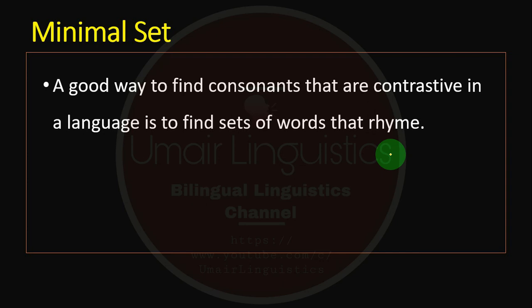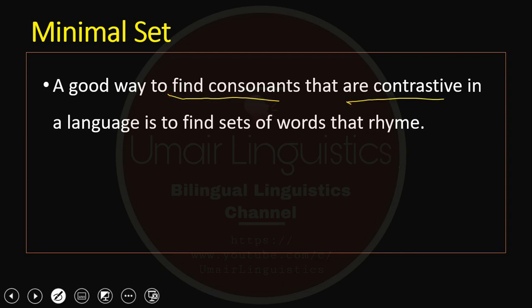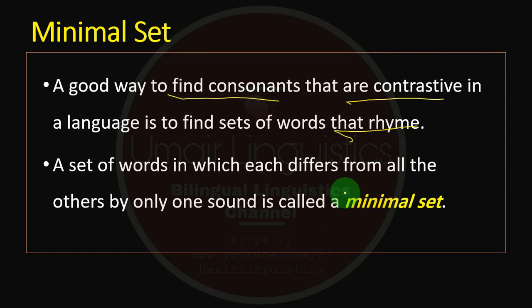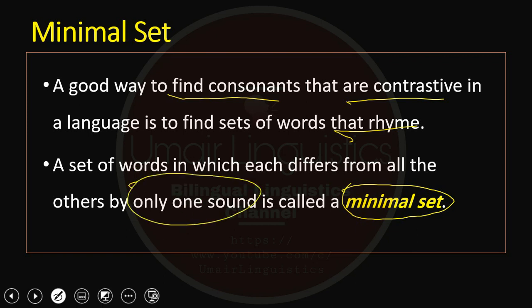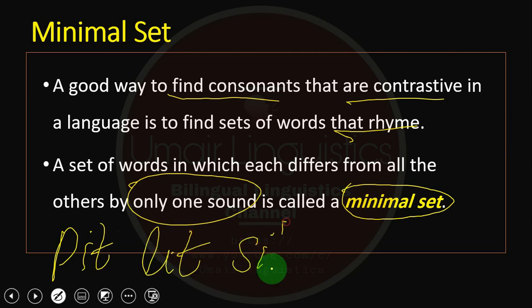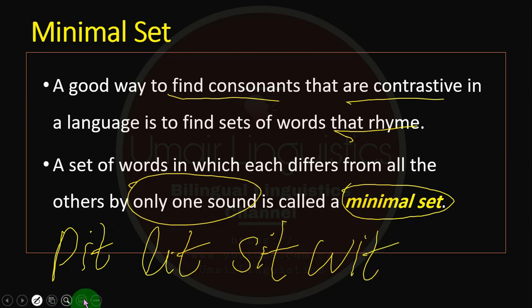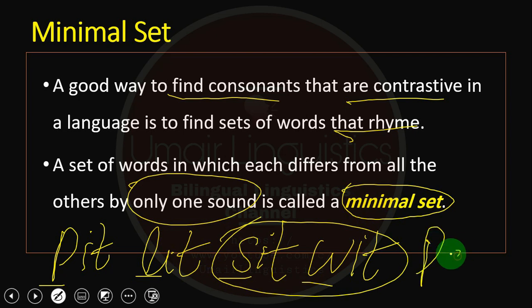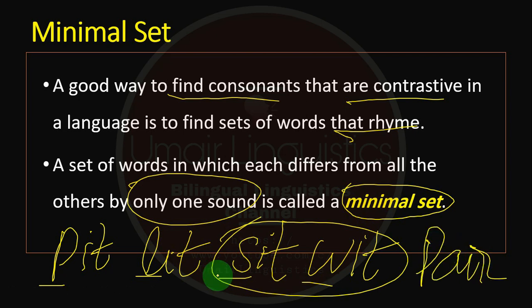If we want to find the consonants that are contrastive in a language, we can find a set of words that rhyme with each other, and for this we have a technical term in phonetics and phonology which we call a minimal set. A minimal set is a set of words in which each word differs from the others by just one sound. Let me give you an example: pit, lit, sit, wit. In all these words only one sound is different, but they are perfectly rhyming with each other. If we have only two words, we call them a minimal pair, but when we have more than two words, we call them a minimal set.